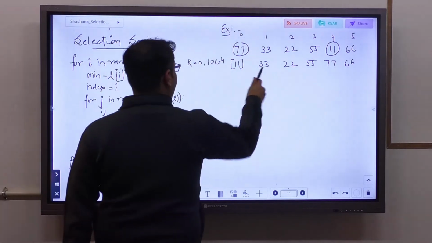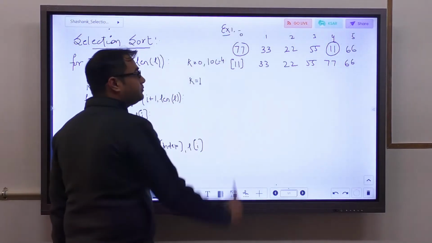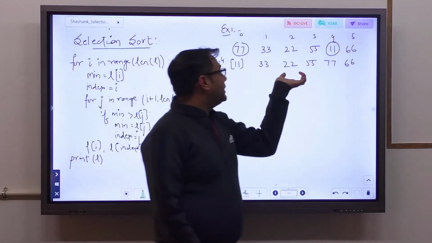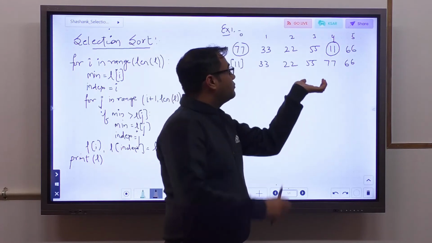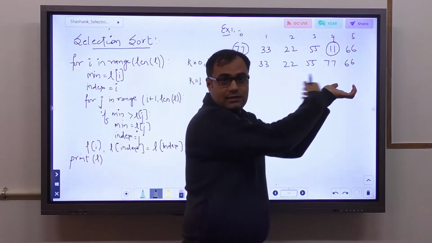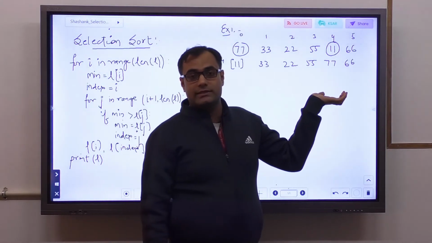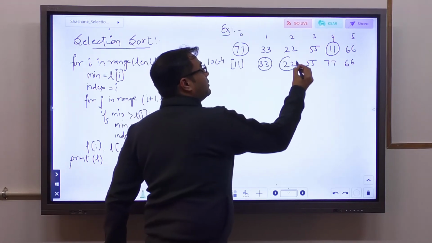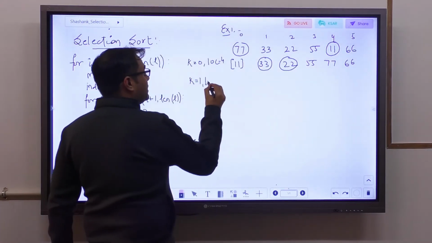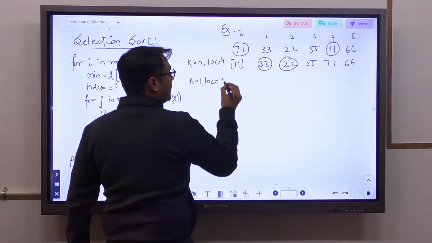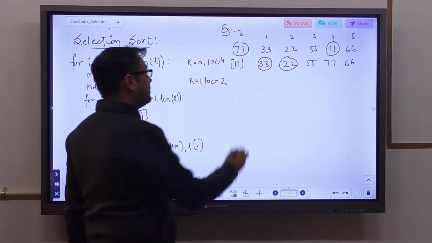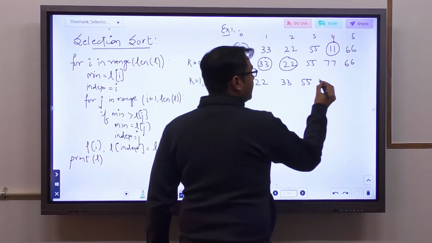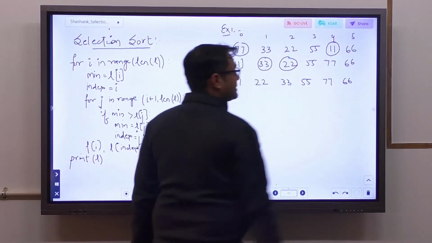We will start the next loop here. So I will put k is equal to 1. I will take 33 and start comparing the adjacent elements. I get 22, so I will leave 33 and take 22, then 55, 77, 66. After traversing the complete list, I get 22 as the smallest element. I will swap this 22 with the starting value. Here LOC is the second index, where I get the smallest element. So I will swap, giving 11, 22, 33, 55, 77 and 66.